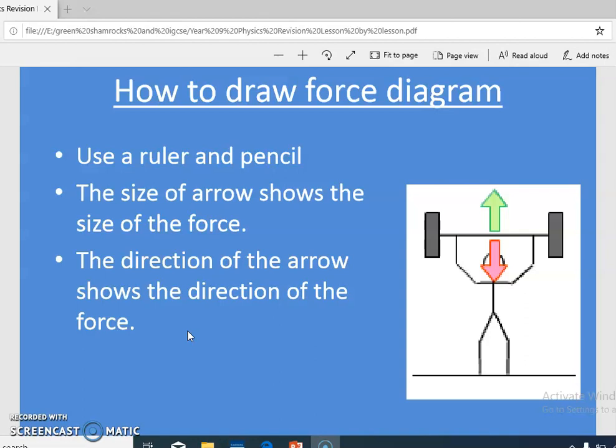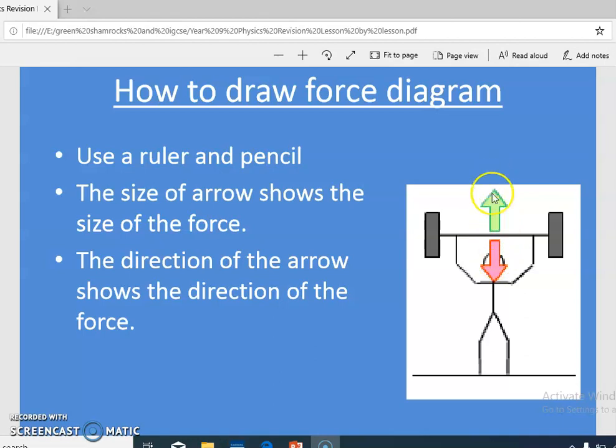By representing an arrow, we can determine the direction of force in which it is acting. Okay, a force arrow is a good way to represent the direction of force. Either direction lana force act ennulladine easy aayittu namukku oru force arrow veche represent cheyam. For that we have to use a ruler and a pencil, and the size of the arrow shows the size of the force. If this arrow is big, it means that force is also big. And the direction of the arrow shows the direction of force.